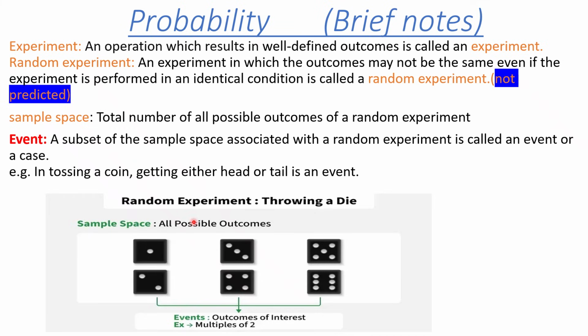So this is what I have written in the diagram. Random experiment: throwing a die. Sample space is all possible outcomes, so all possible outcomes are 1, 2, 3, 4, 5 and 6. And suppose the event, the outcomes of interest, is the multiple of 2. So these are 2, 4 and 6. Clear, event?